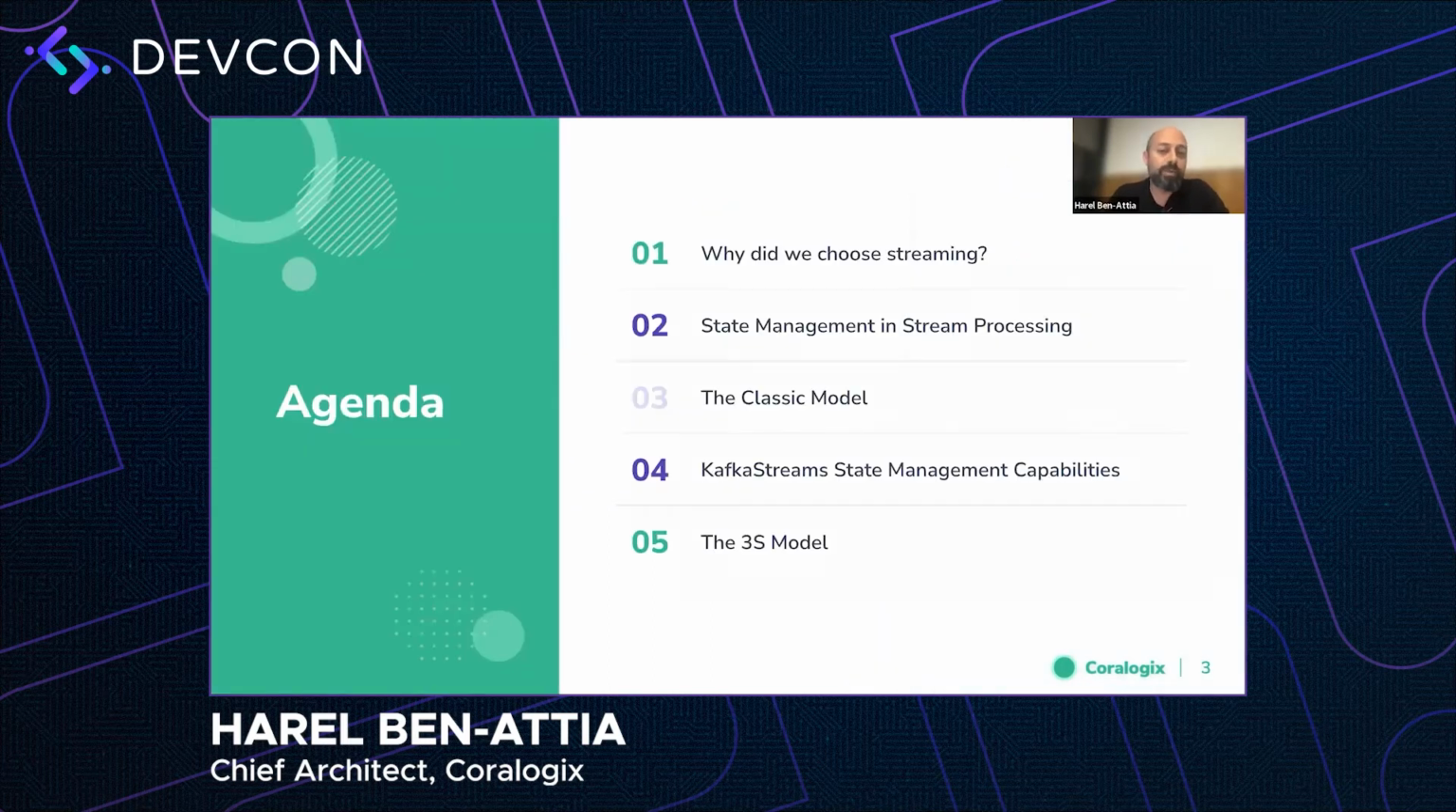Okay, so let's see what we're going to talk about today. We'll start by discussing why we chose to go with streaming. We'll talk a bit about state management, which is the main challenge when working in a streaming fashion. We'll talk a bit about the classic model of working with streaming and what problems we encountered when working with this model. We'll talk about Kafka Streams and its state management capabilities. And we'll show the model that we're building our data pipelines with in CoreLogic and discuss how it allowed us to overcome these state management challenges.